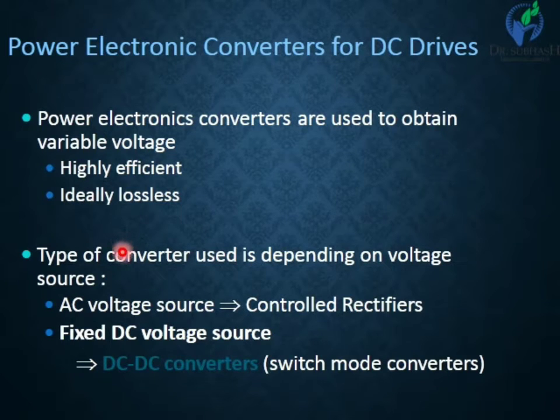Mainly two types of converter are used to drive a DC motor. First one is, if the power supply is AC and we need to convert it into DC, then we use controlled rectifiers. Second one is, if the input power supply is DC voltage, then we use a DC to DC converter. Normally it is known as a DC chopper.